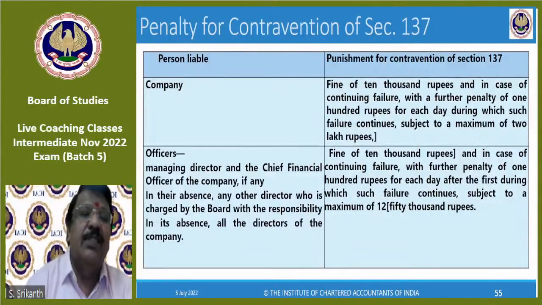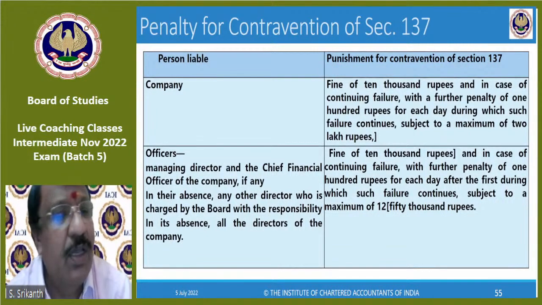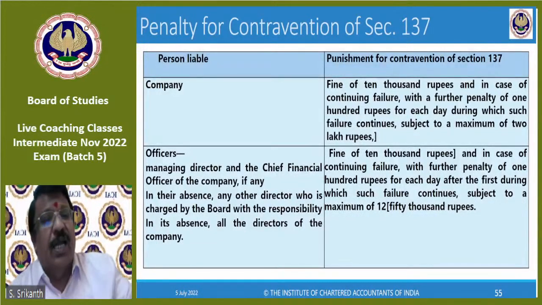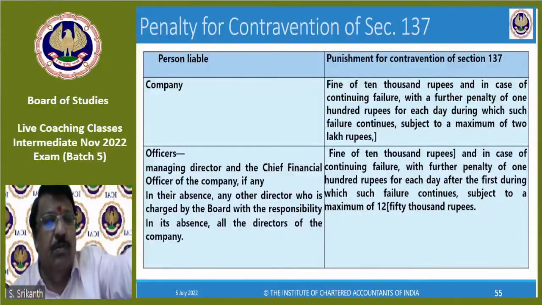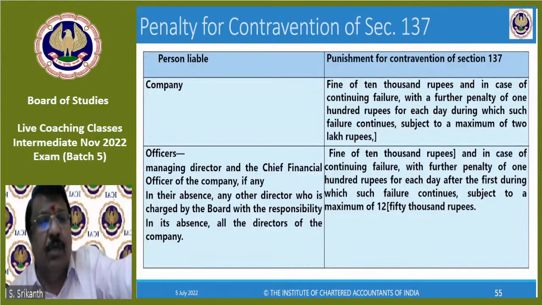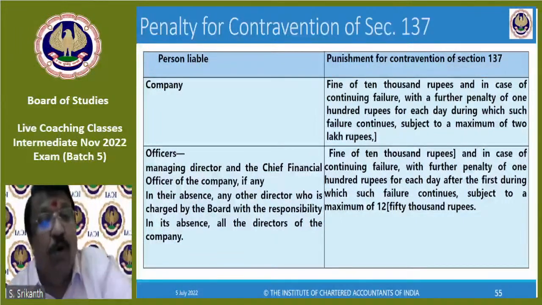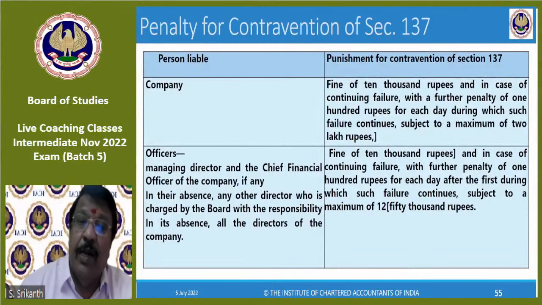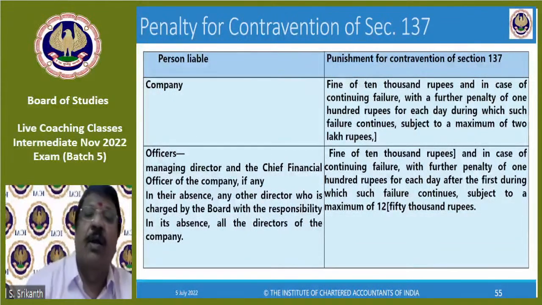For the MD, CFO of the company, if any, or in their absence, any other director who is charged by the board, or in case no such director is there, all the directors of the company. So, first shot MD and CFO. If they are there, then they are liable under this section. No MD, no CFO. Then, is there any director who has been charged by the board with the responsibility of finalizing financial statements? Then that gentleman or lady. No such person. Then all the directors are collectively liable.